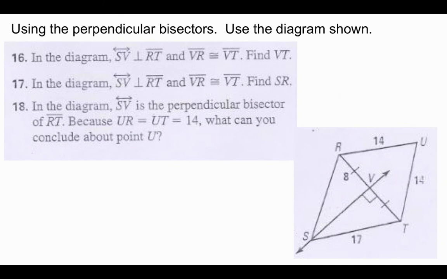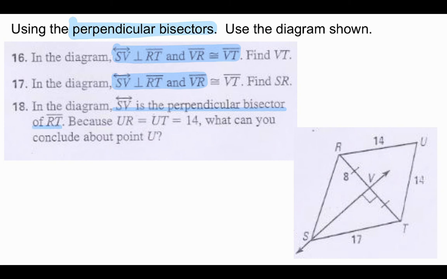We're going to use the perpendicular bisector for this next set. When we look at this set of problems, our perpendicular bisector is indicated in a couple of ways. The first two questions indicate our perpendicular bisector by telling us the perpendicular and a set of congruent segments, as opposed to question 18, where it just tells us that we have the perpendicular bisector.